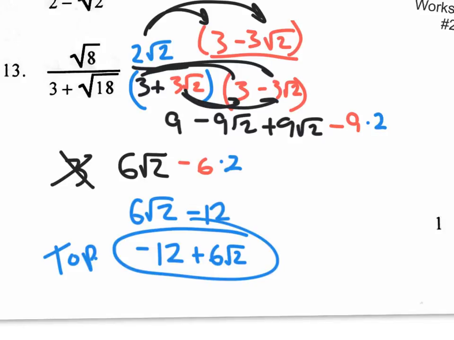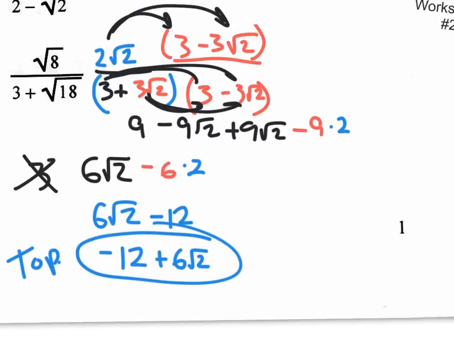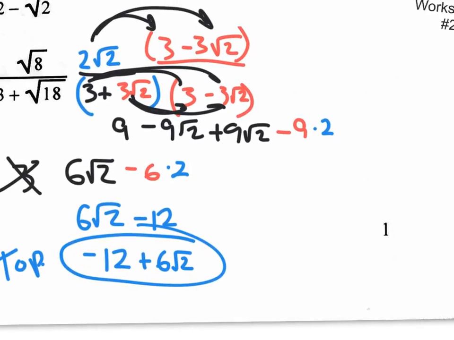And let's simplify this bottom part. Let me move it over a little. So we're going to simplify the bottom part. And the two middle terms completely cancel out. So your first term is a 9. Your second term is a minus 18. And 9 minus 18 equals negative 9. So that's what you get in the denominator. So this is the bottom.